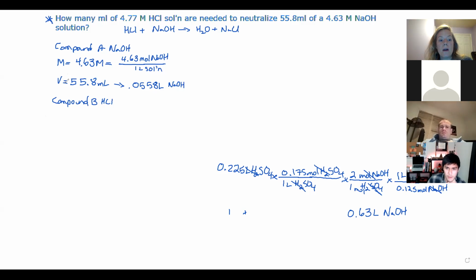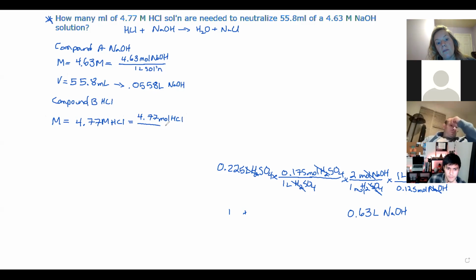The stuff I know about compound B. Okay, I know its molarity. Molarity for this thing is 4.77 big M HCl. And I'm going to just get that right away into moles per liter. So 4.77 moles of HCl in every 1 liter of the HCl solution. Volume is, well, that's what I'm trying to find.